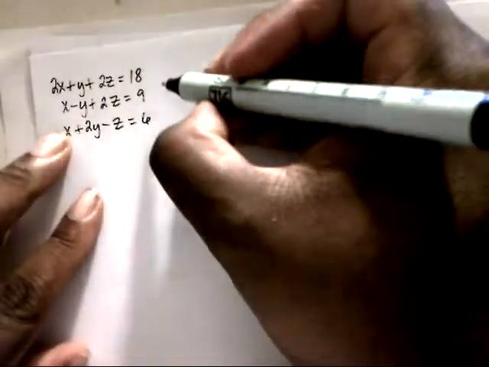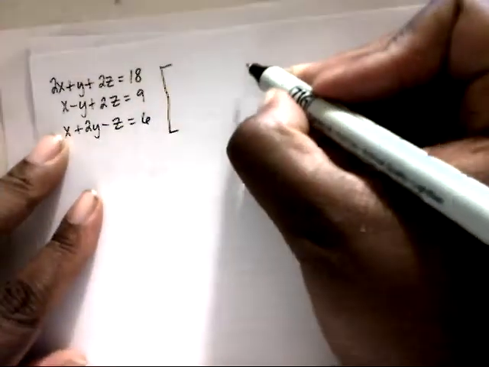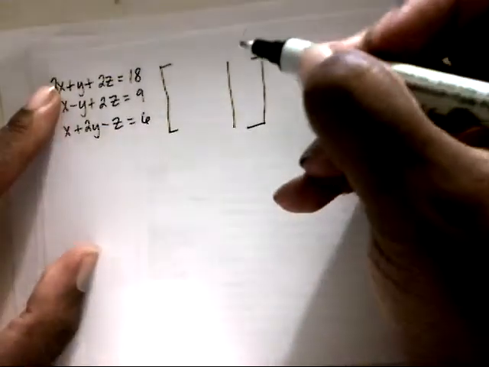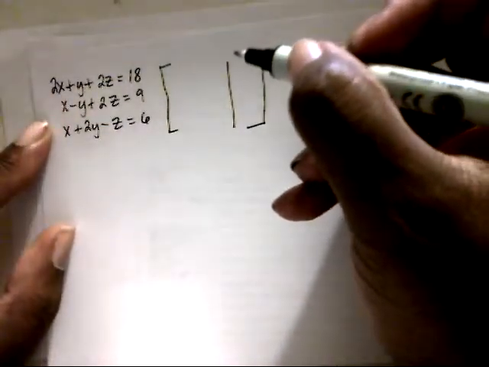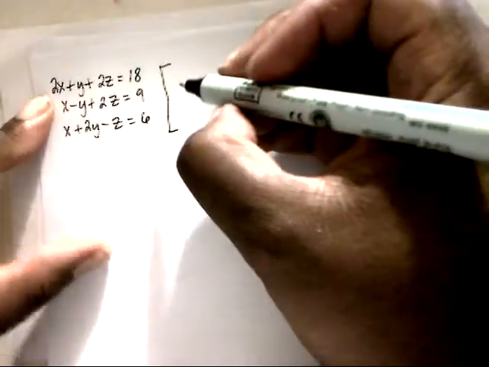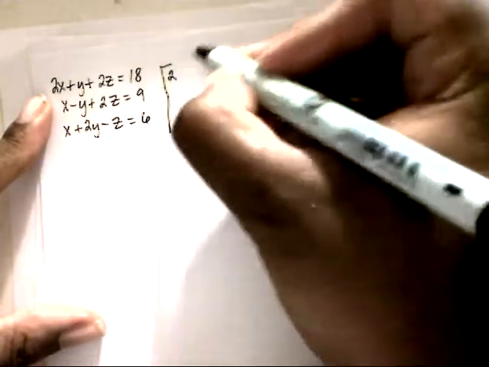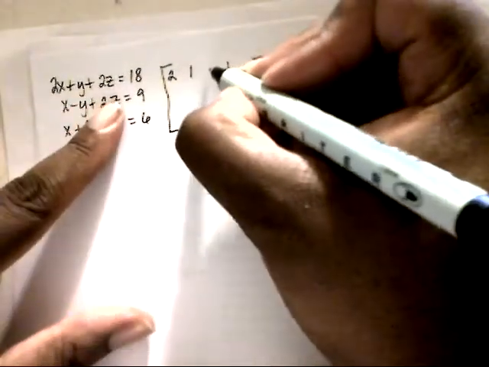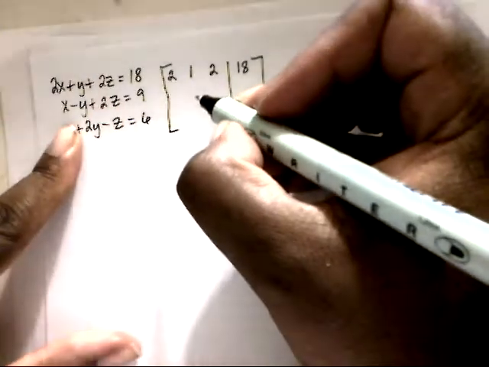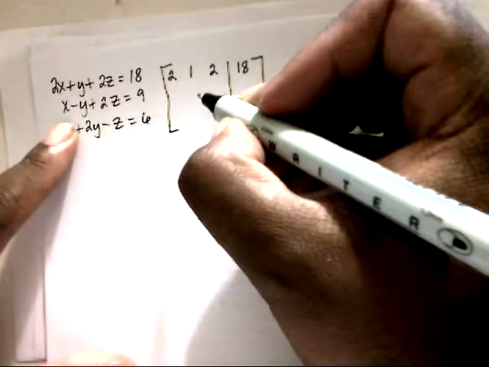Okay, now the first thing we're going to do here is convert this to an augmented matrix. Earlier we had systems of linear equations, so we were converting those to an augmented matrix. We know we need brackets with a vertical bar. We write down the coefficients of each of these linear equations one at a time. So for 2x plus y plus 2z is equal to 18, the coefficient of x is 2, the coefficient of y is 1, and the coefficient of z is 2. The constant is 18.